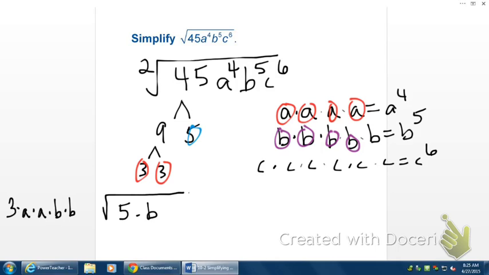Okay? Let's talk about those C's. So I got one of those C's comes out. 1, 2. Another one comes out. And 1, 2. Another one comes out. So I got 3 C's that come out. Running out of room right here, but it's okay.